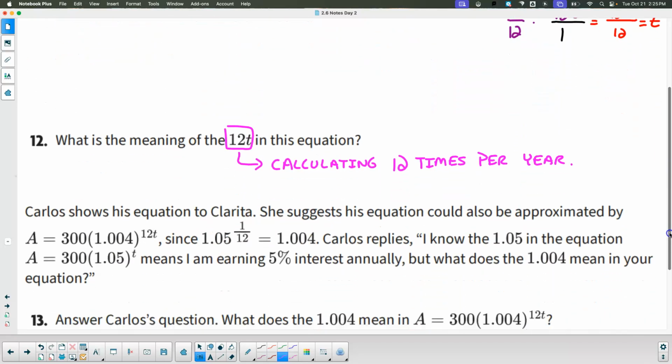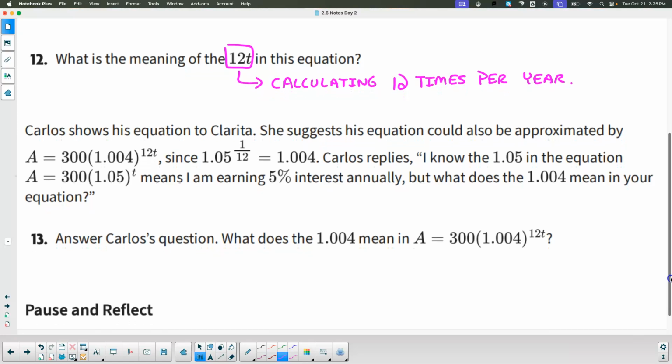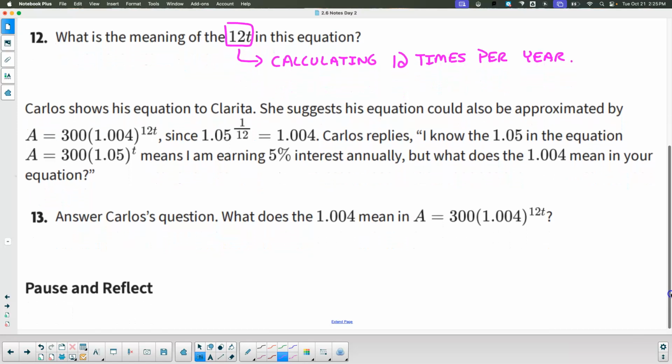What do we got down here? We already talked about that. So what does this number right here, this 1.04, what does that number mean? Yesterday, we had 1.05 there, right? Which means we earned 5% interest per year. What does the 1.004 number mean?